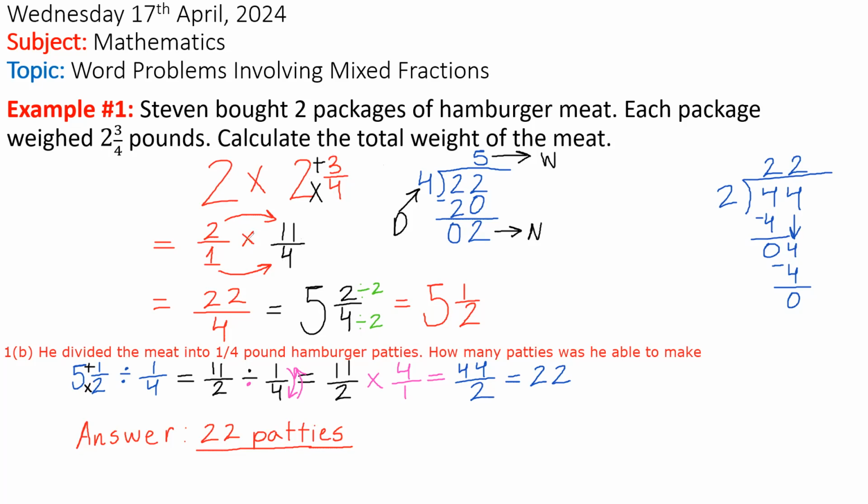Then we multiply 2 times 11, which is 22, and 1 times 4, which is 4. Then we divide it. 4 can go into 22 5 times. 4 times 5 is 20. Then we subtract. 2 take away 0 is 2. 2 take away 2 is 0. Our whole number will be 5. Our numerator will be 2, and our denominator will be 4. So we can simplify it smaller, so we divide 2 divided by 2 is 1, and 4 divided by 2 is 2. It will be 5 and 1/2. Very good.